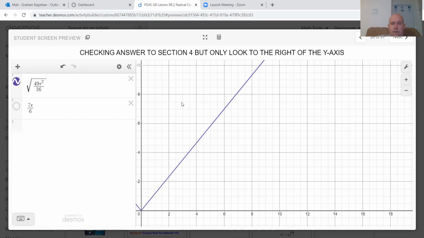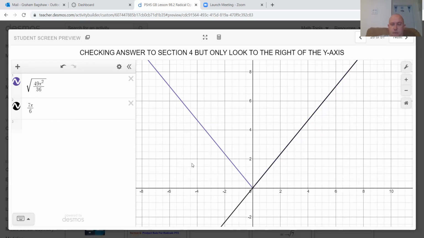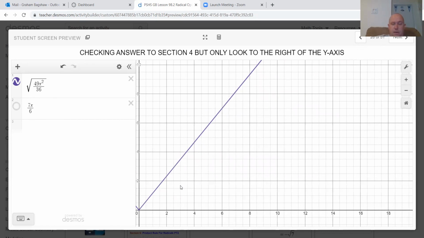But notice it's only to the right of the y-axis. So actually, for this graph here, notice that it doesn't continue the same pattern. So for right now, we don't need to really know why that's true. But if you're looking at that, only focus just to the right of the y-axis and make sure that you get the same part of the graph.